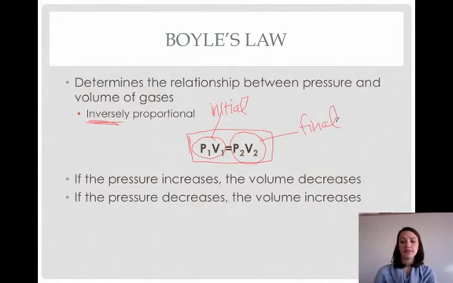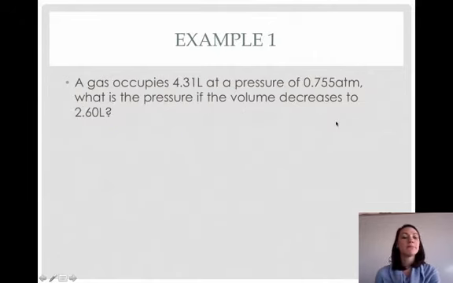Okay, so let's give 2 examples together. First example, gas occupies 4.31 liters at a pressure of 0.755 atm. What's the pressure if the volume decreases to 2.6 liters? So we're talking about a volume decrease. Pressure we're hoping is going to be increasing. So let's see if our math works out for us.